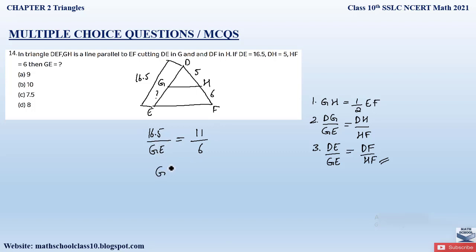So therefore GE into 11 is equal to 16.5 into 6, or GE is equal to 16.5 into 6 divided by 11.